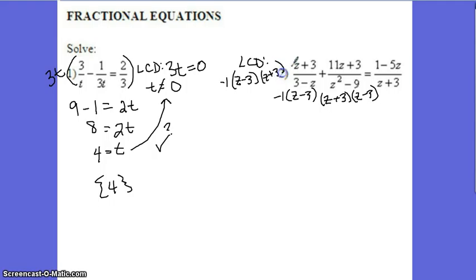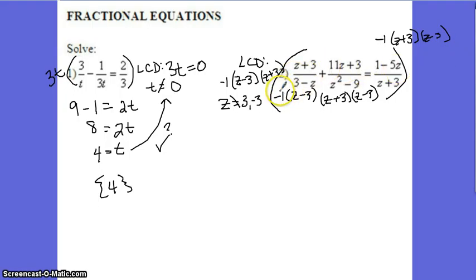So if you think about this as being your denominator, there are two values for z that cannot be included in our domain. The first would be positive 3, and the second would be negative 3. So include those off to the side. Once you have the values that are not in the domain, go ahead and multiply through by the LCD.